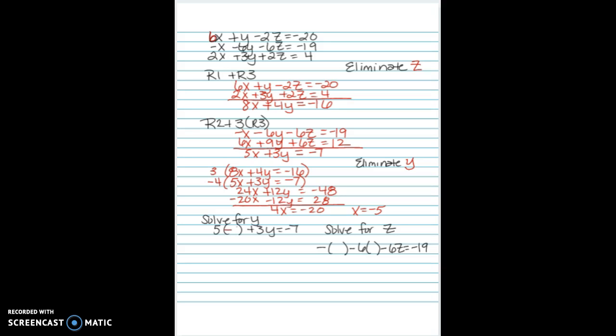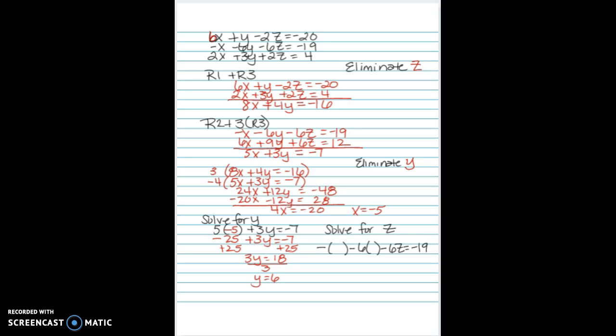5 times negative 5 plus 3y equals negative 7. Negative 25 plus 3y equals negative 7. Add 25 to both sides, and I have 3y equals 18. Dividing both sides by 3, y equals 6.